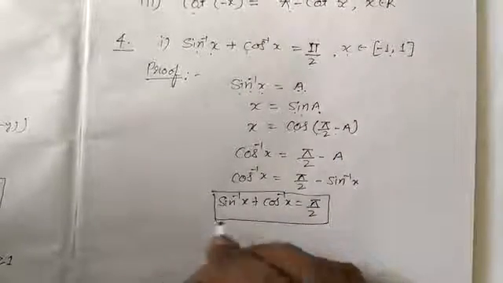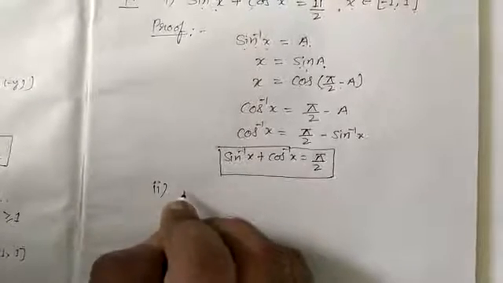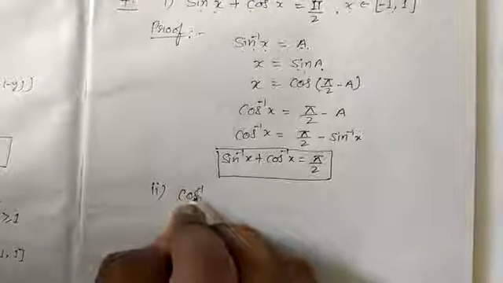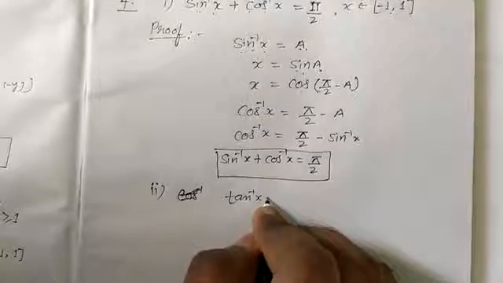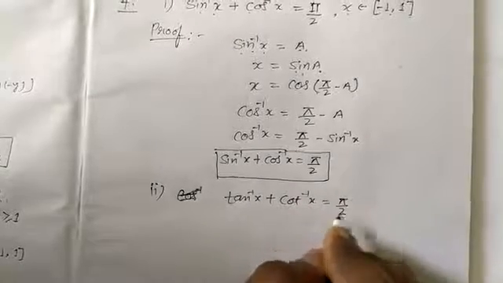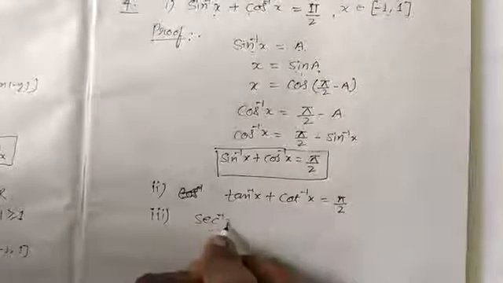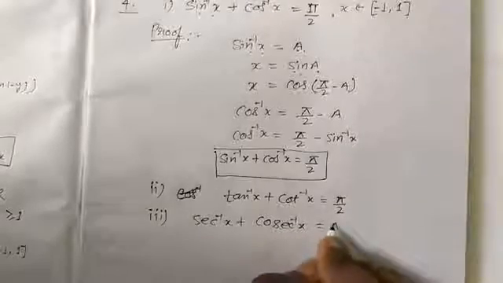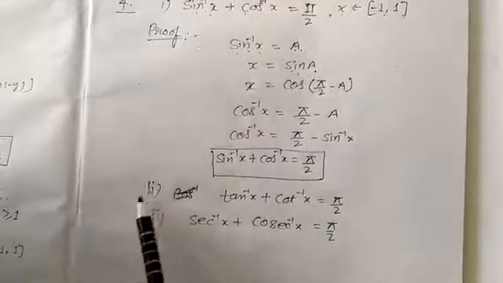With the help of this property and proof, you can prove further properties like cos inverse, this is tan inverse x plus cot inverse x is equal to pi by 2, and third, sec inverse x plus cosec inverse x is equal to pi by 2. Here in the fourth type of property there are three properties.